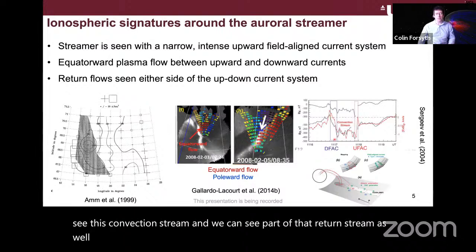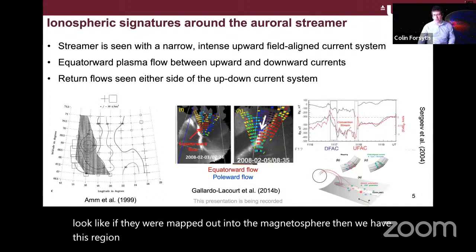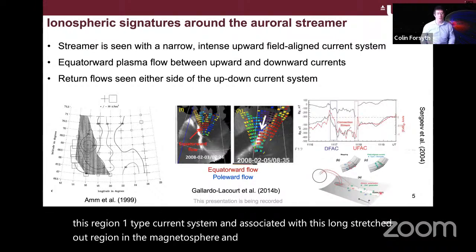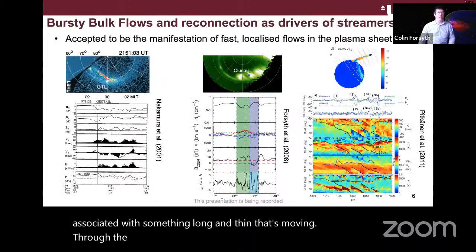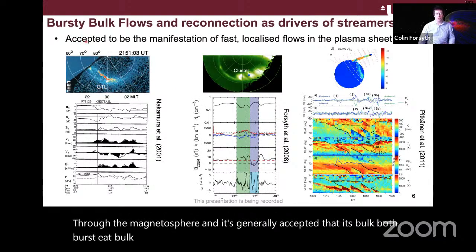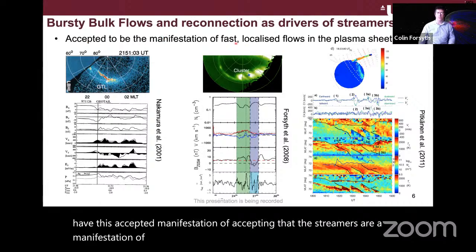If we take all of these features and think what they might look like if they were mapped out into the magnetosphere, then we have this region 1 type current system and associated with this long stretched out region in the magnetosphere. Typically we think these auroral streamers are associated with something long and thin that's moving through the magnetosphere, and it's generally accepted that it's bursty bulk flows that are the driver of these streamers. So we have this accepted manifestation that the streamers are a manifestation of these fast and localized flows in the plasma sheet.